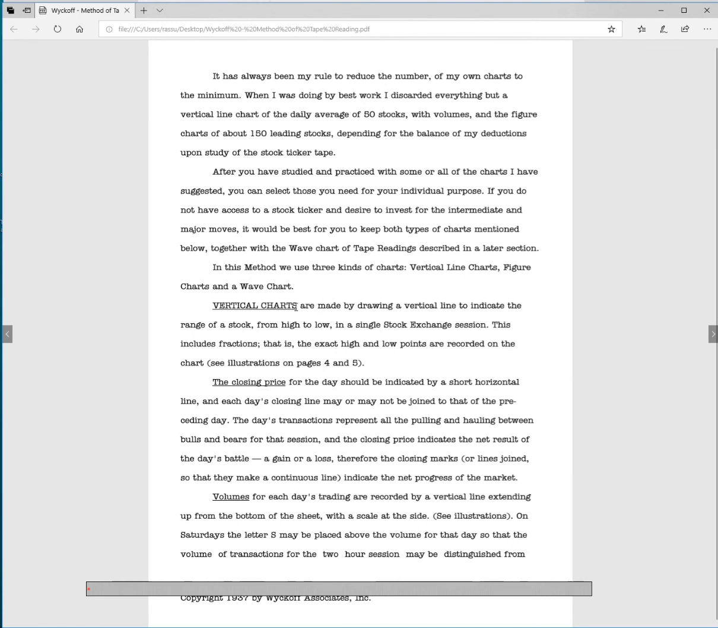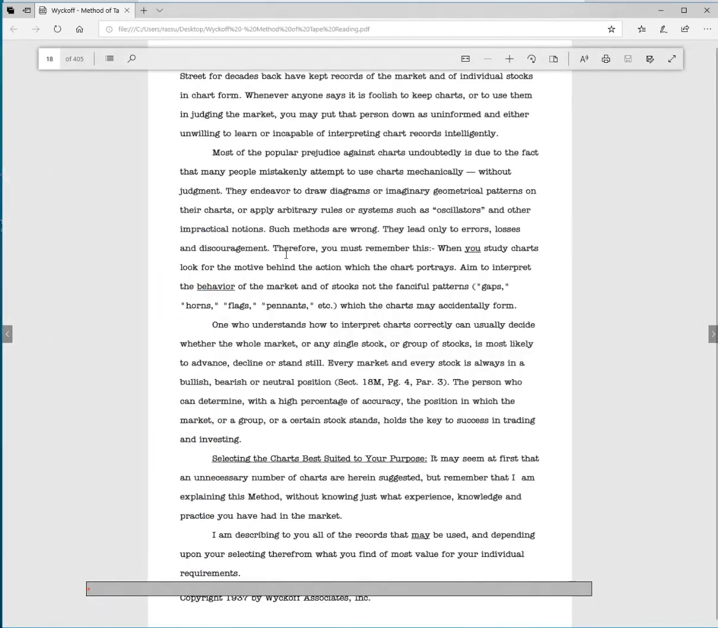Vertical charts, by the way, are bar charts, so don't get confused. Bar charts and candle charts, to me, look the same. I don't see the difference. One has a fat body and the other one doesn't. It's the same data: open, high, low, close. So I don't see anything wrong with using a candle versus a bar chart. It's the same data points.